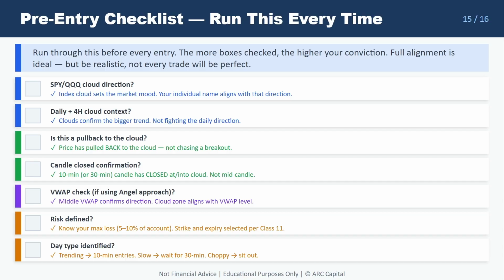And what day type is it? Is it a trending day? Then you're looking for 10-minute or 5-minute entries. If it's a slow and choppy day, wait for the 30-minute. If it's a really choppy day, sit out.